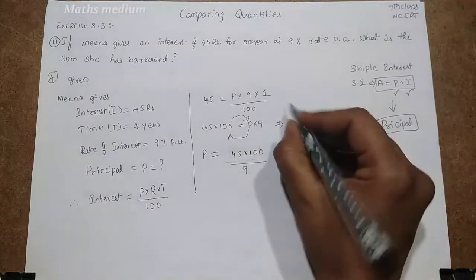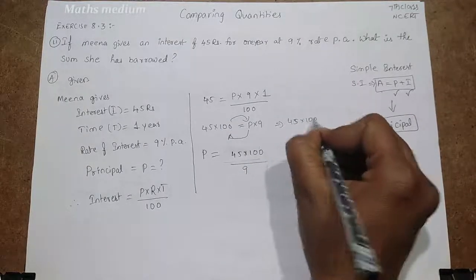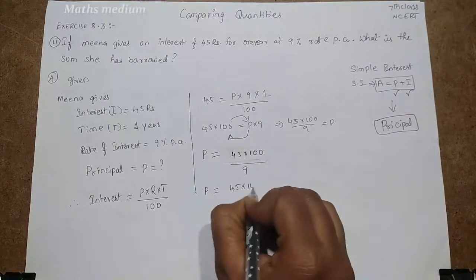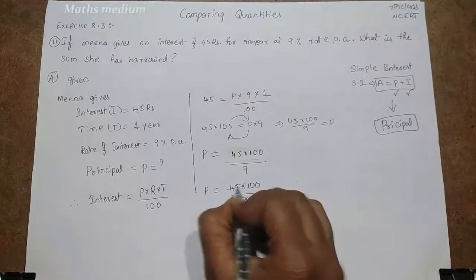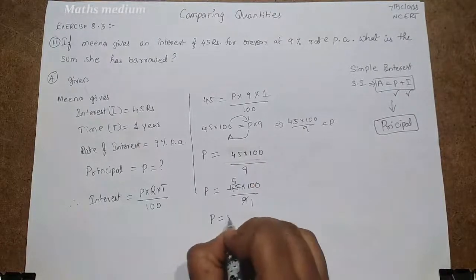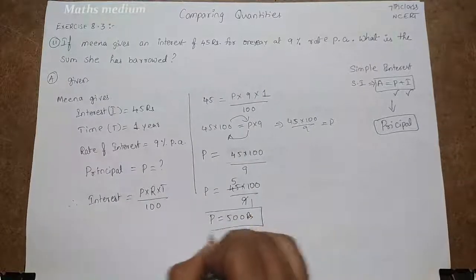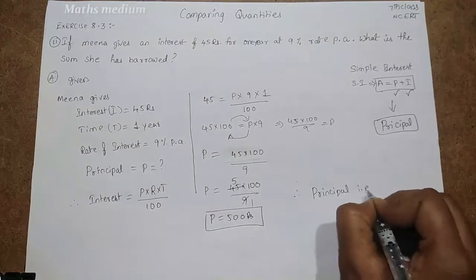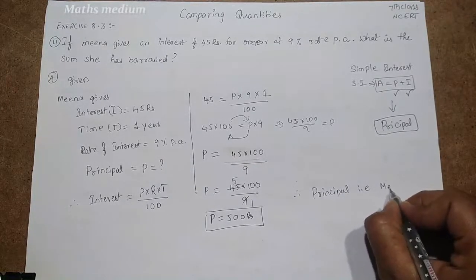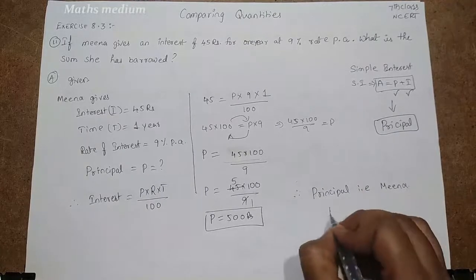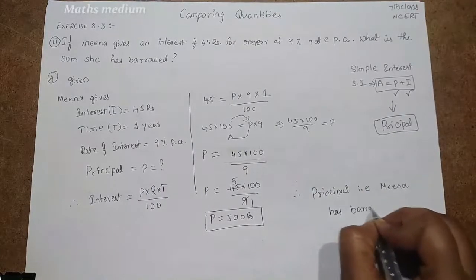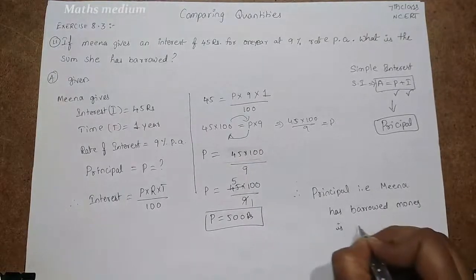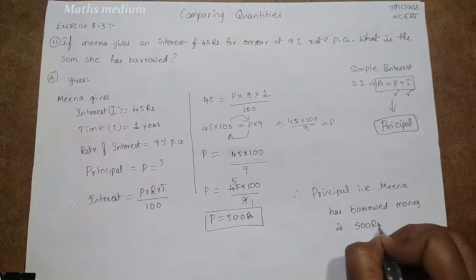45 into 100 divided by 9 is equal to P. So P is equal to 45 by 100 into 100 by 9. 9 ones are 9, 9 fives are 45. So P is equal to 500 rupees. Therefore, the principal, that is the money Meena has borrowed, is 500 rupees. I hope you understand this session.